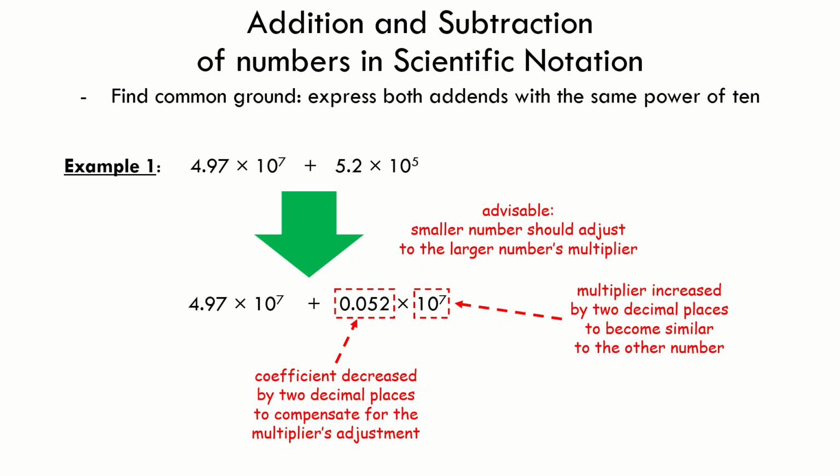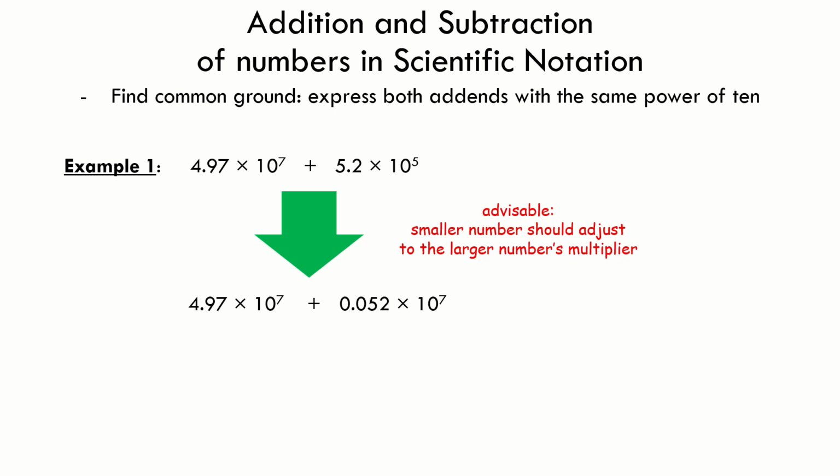Hindi pwedeng pinalaki natin yung multiplier, tapos yung coefficient, ganun pa rin. Kailangan lumiit ang ating coefficient by 2 decimal places para mapanatili yung original na value ng number. Kaya yung 5.2, ginawa nating 0.052. Sa ngayon, pareho na sila ng multiplier. Pwede na nating i-add ang ating mga coefficient. 4.97 plus 0.052 is 5.022. At kokopyahin lang din natin ang ating multiplier na 10 to the 7th. At ito ang ating sagot.